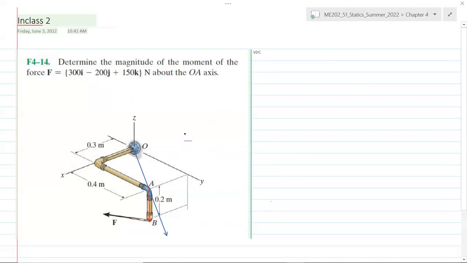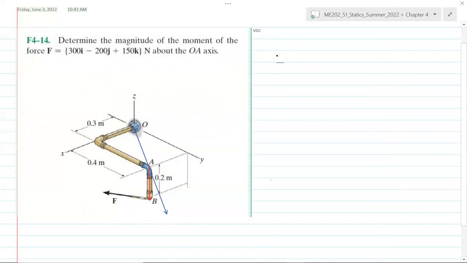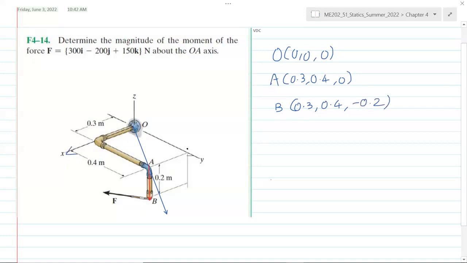We need coordinates of points O, A, and B because those are the points of interest. Coordinates of point O are 0, 0, 0. Coordinates of point A are 0.3, 0.4, 0. Coordinates of point B are 0.3, 0.4, and minus 0.2. So this is positive x, this is positive y, and this is positive z, and B is in the direction of negative z, below the xy plane, so it has negative 0.2.